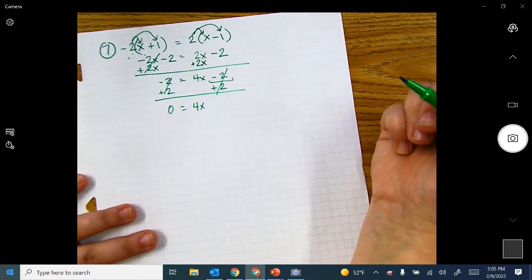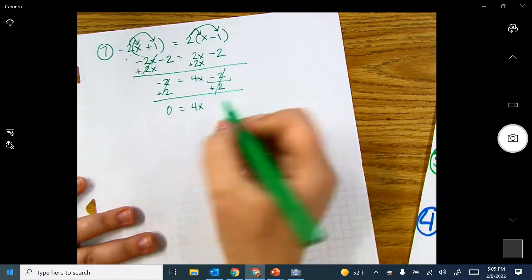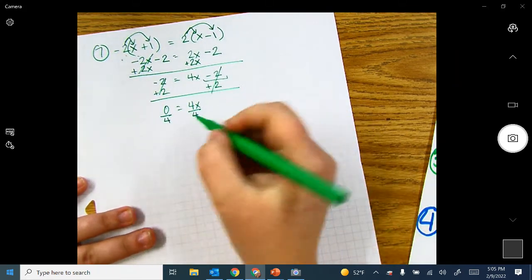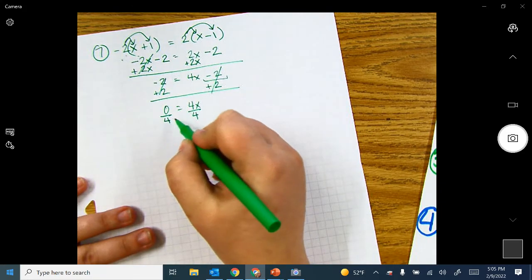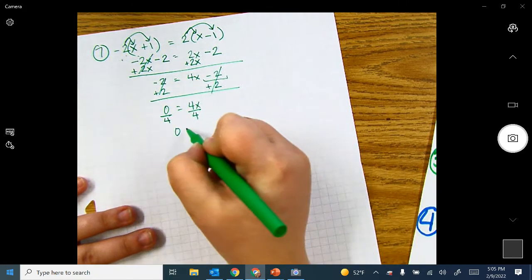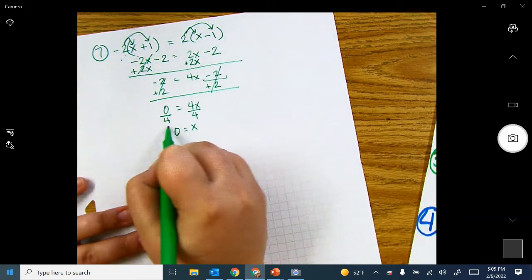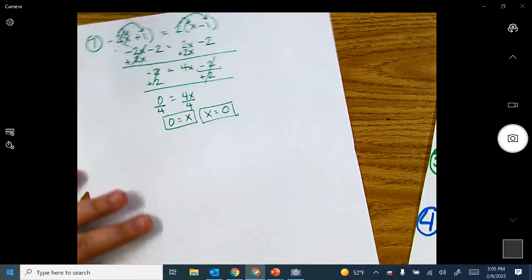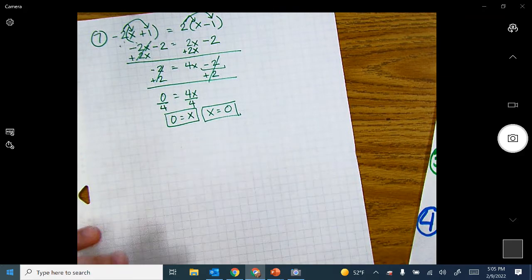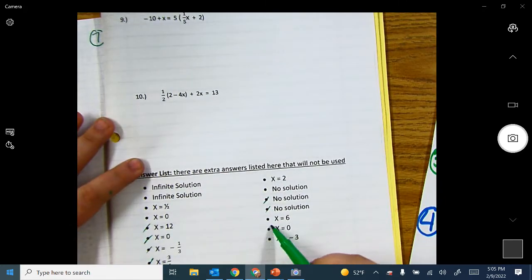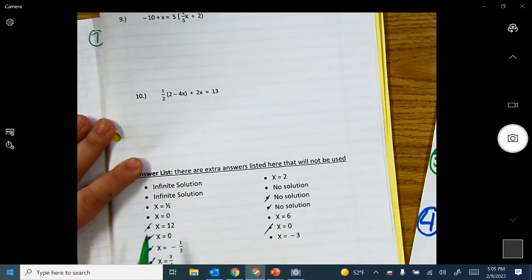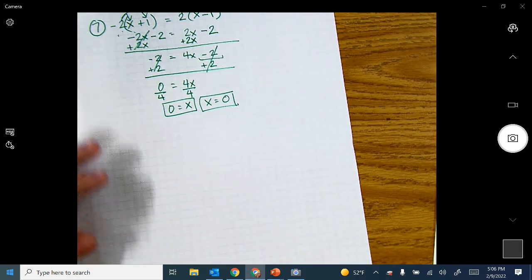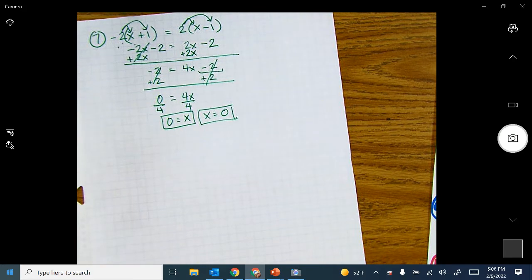And this is really similar to one that we already did because I'll divide both sides by that coefficient of 4. 0 split up into 4 groups is still 0 in each group. So 0 is equal to x, or x is equal to 0. Same thing. And then I will go ahead and cross off x is equal to 0. Oh, geez, there's another x equals 0? Well, hopefully we don't get that one again. Okay, so that was number 7.